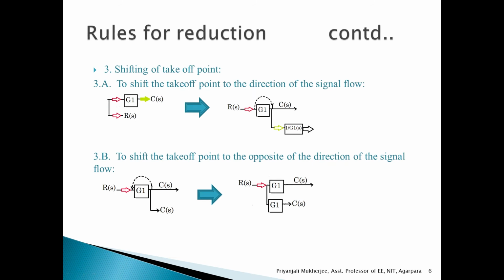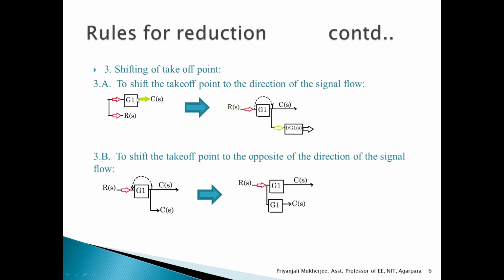The next rule is the shifting of takeoff point. Now the shifting of takeoff point can be done in two directions, either in the direction of the signal flow, and in the whole system we are considering that the signal is flowing from the source to the output section. So hence there will be 2 cases. One is the takeoff point shifting in the direction of the signal flow, and another is the shifting of the takeoff point to the opposite of the direction of the signal flow. So first consider when the takeoff point is shifted in the direction of the signal flow.